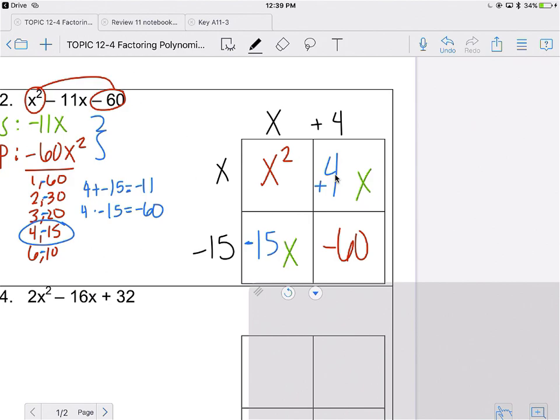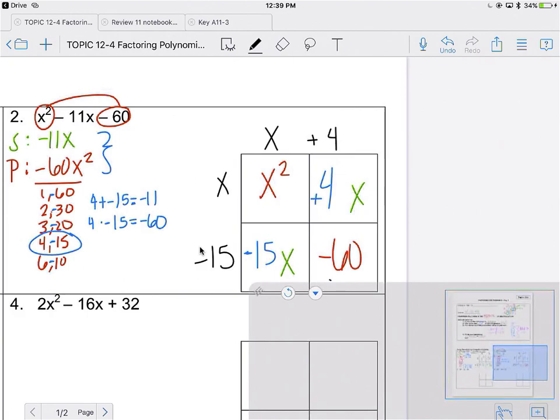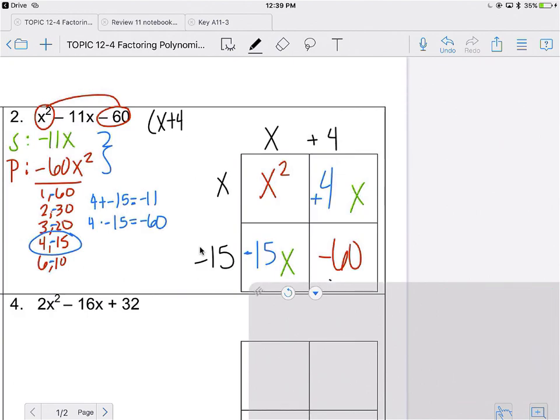With your signs, whatever number is closest, or on the outside, whatever's closest to what you're writing on the top or the side is going to be the sign that you follow. So with this example, we had a positive 4 and a negative 60. The positive 4 is closer to where I write my answer, so that's going to be a positive. Here the negative and the negative is closer to where I write my answer that I'm looking for, so I write a negative. So my answer here is going to be x plus 4, x minus 15.